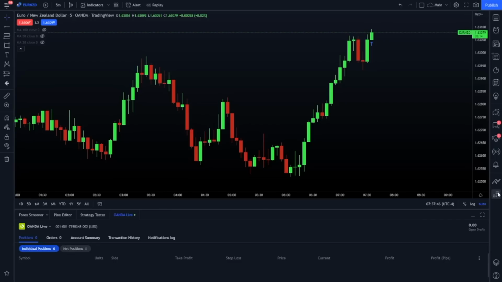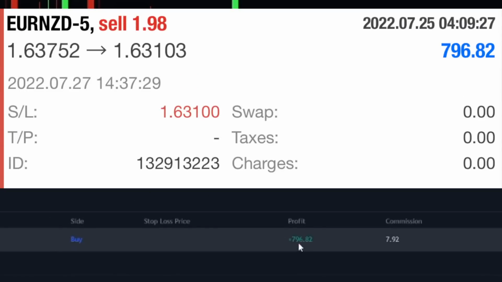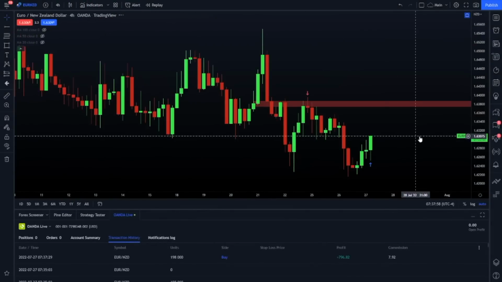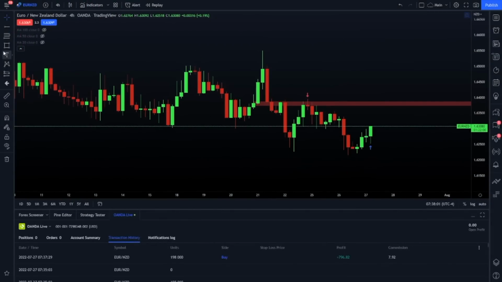All right, guys, we are all out of the trade here. Let me show you the transaction history. We just closed for $796 of profit here on Euro NZD. Price did ultimately not continue the way we were expecting, basically held support here.